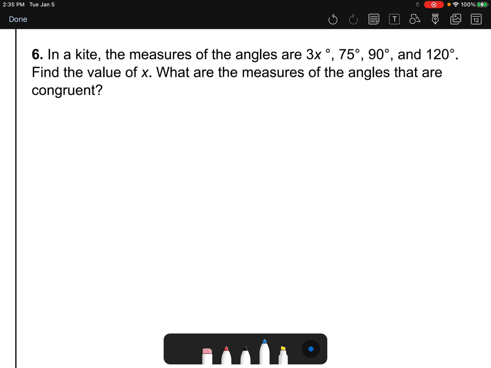Then it says in a kite, the measures of the angles are 3x, 75, 90, and 120. Find the value of x. What are the measures of the angles that are congruent? Okay, so I'm going to draw me a kite. We know that one is 90. Ooh, we got a 90 degree in there somewhere. So let's see. I'm assuming then that's 90.